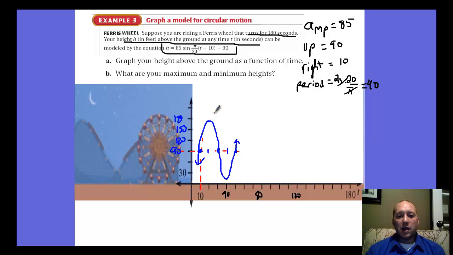And so that would be the amplitude that we're getting at in the second part of the question: how we have a maximum and a minimum here. So our minimum is just going to be 5 feet. Our maximum is going to be that shift plus the amplitude. So we get that as 175 feet.